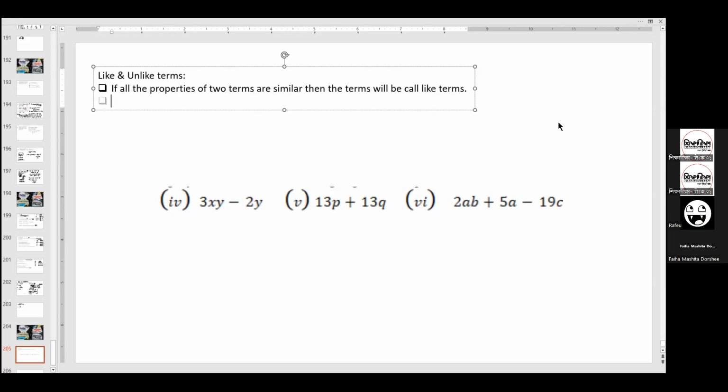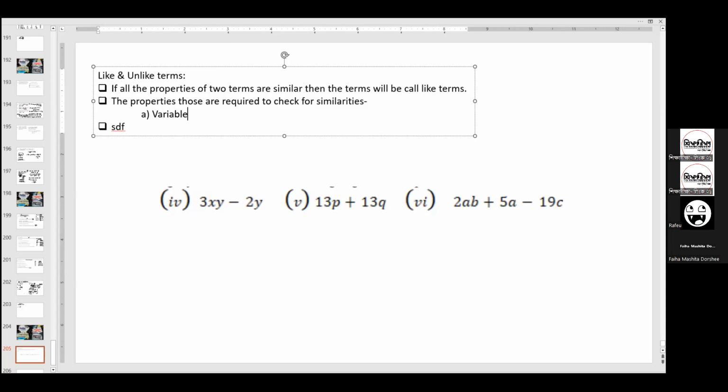So the properties those are required to check for similarities. What are those properties? Okay. Suppose property A কি হতে পারে? A হতে পারে তোমার হচ্ছে যে variable, right? I mean whether the variables are same or not, variables, right?